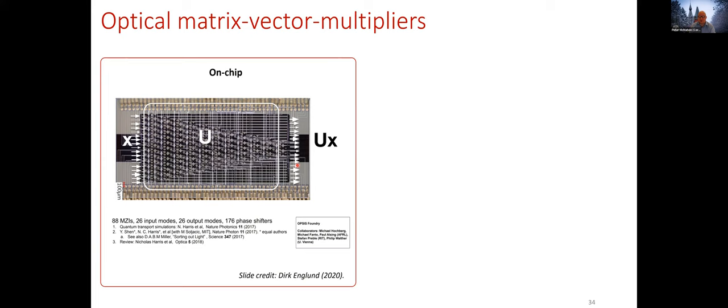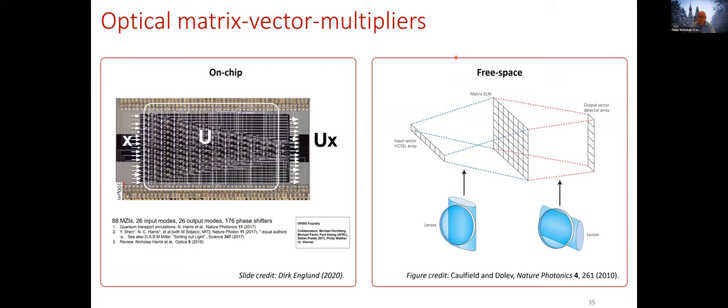An alternative approach to on-chip approaches is to use free space. And the free space approach to building optical matrix vector multipliers goes back quite a long time, to at least the 1970s. This diagram here shows a scheme that goes back to Joe Goodman, but was redrawn in 2010. So the scheme itself is from the 1970s, but redrawn in nicer color in 2010.